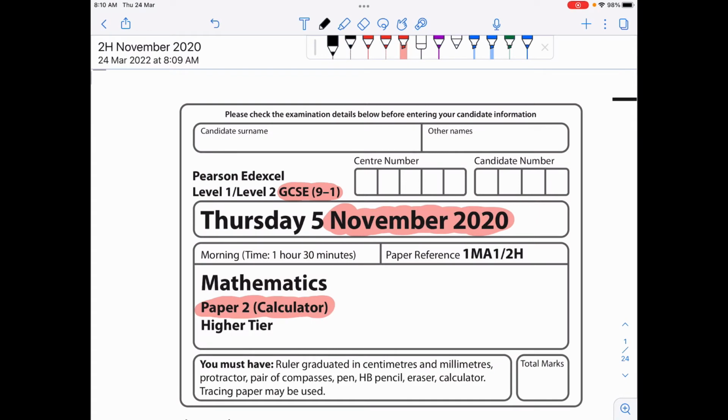Hi everyone, today we'll be looking at the GCSE 9-1 November 2020 Paper 2. That's a calculator paper of the higher tier.